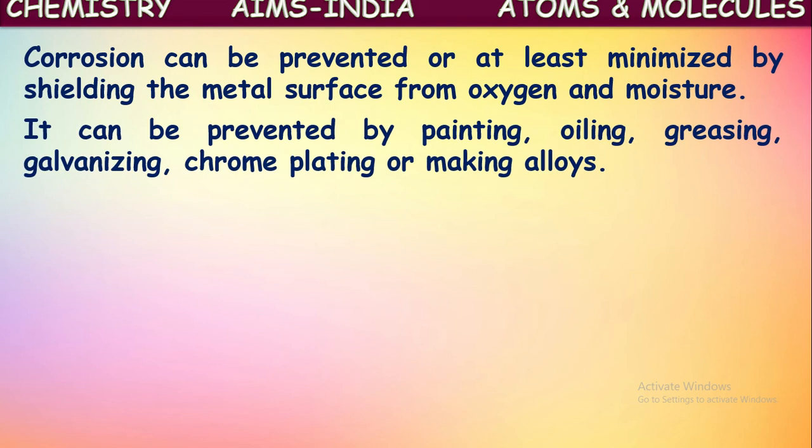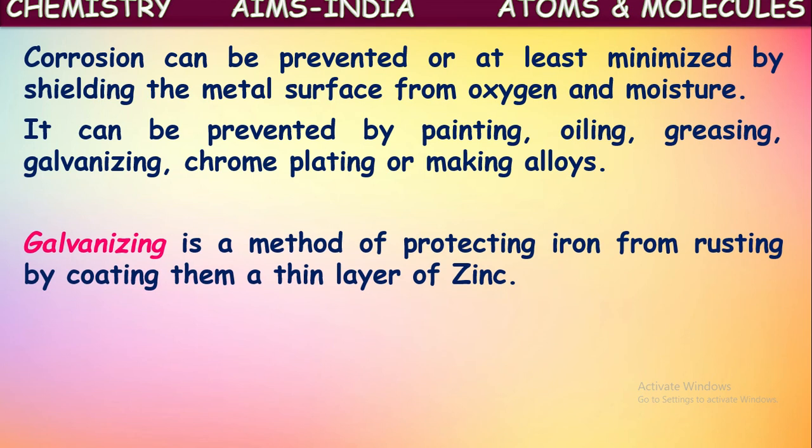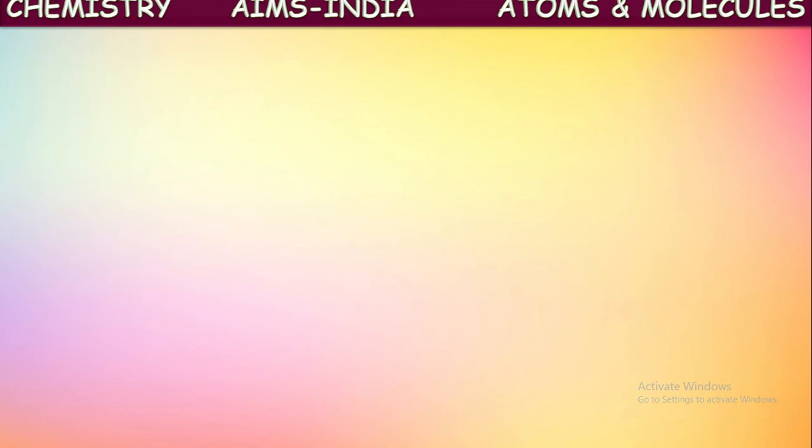So this shielding of metals from oxygen and moisture can be done in several ways. It can be prevented by painting, oiling, greasing, galvanizing, even with chromium plating or making alloys also. By all these processes, metals can be prevented from getting corrosion. Galvanizing is a method of protecting iron from rusting by coating them with a thin layer of zinc. Yes, the coating of iron particles with a thin layer of zinc is called galvanizing. So by this galvanizing process, iron particles can be protected from getting corrosion.